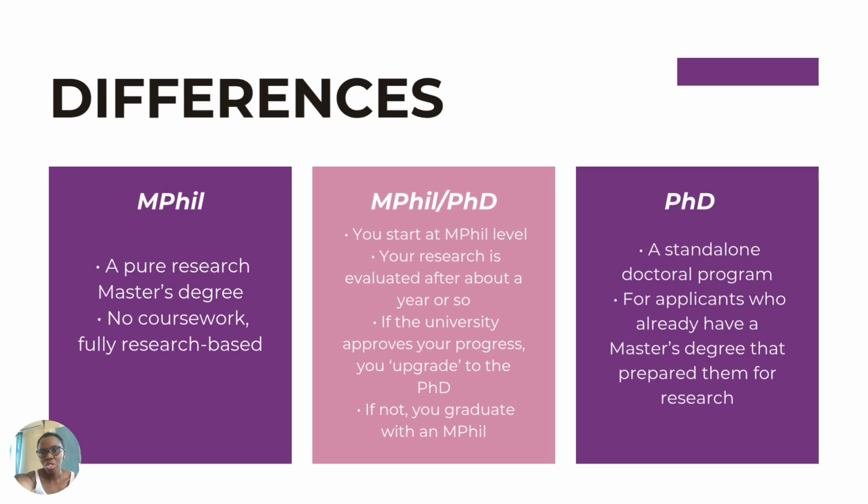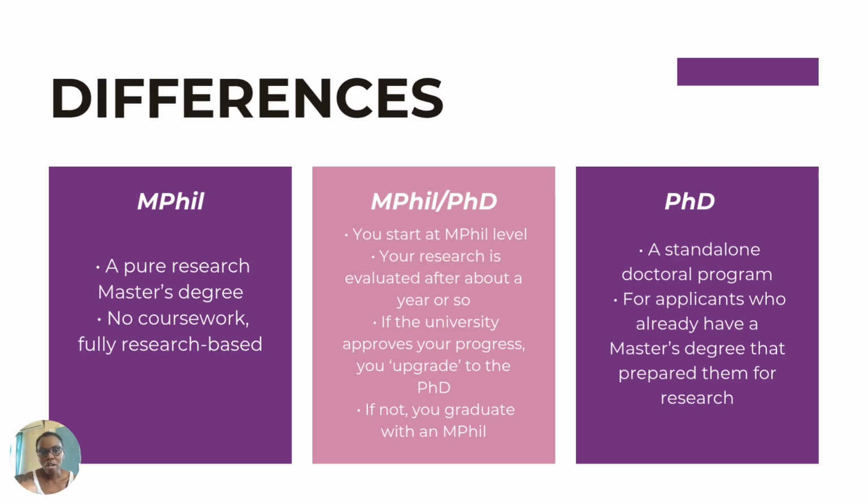MPhil, normally you just need an undergraduate degree. You can apply for MPhil with that. MPhil PhD, you also need an undergraduate degree, but if you have a master's, it's an added advantage. PhD, you definitely need to have a master's degree that prepared you for research.